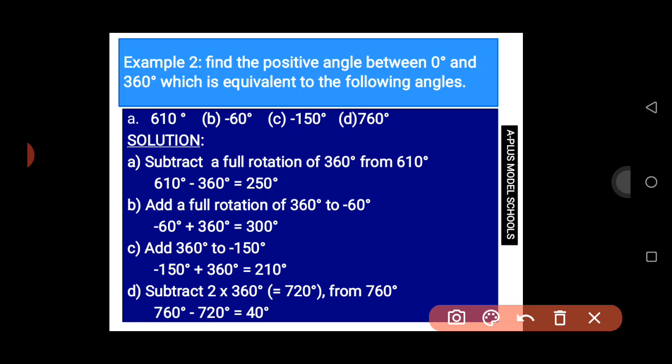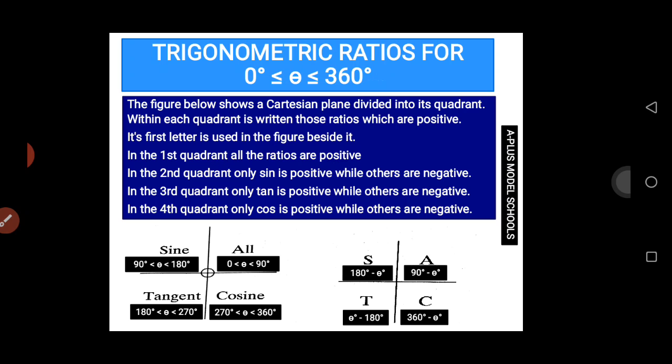That will be 720 minus 360. And when you subtract 720 minus 360, that will give you 360. You can see that the remaining value is still more than 360 degrees. So I will still subtract 360 from it again, which will now give me 40 degrees. So 760 degrees is still equivalent to what? To 40 degrees. So that is for a positive angle between 0 degrees and 360 degrees.